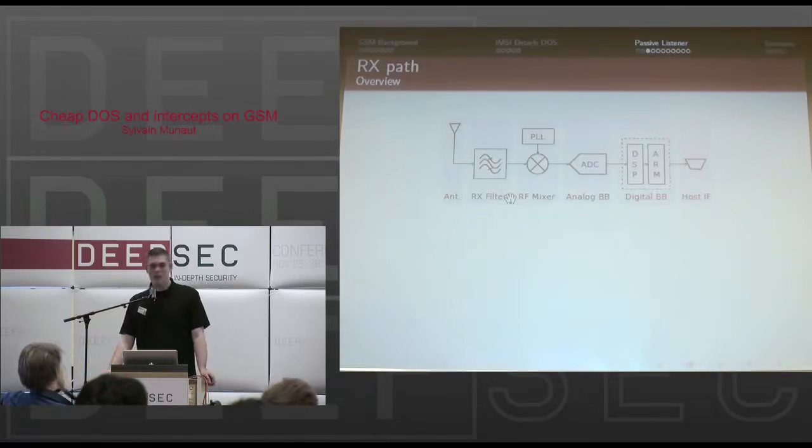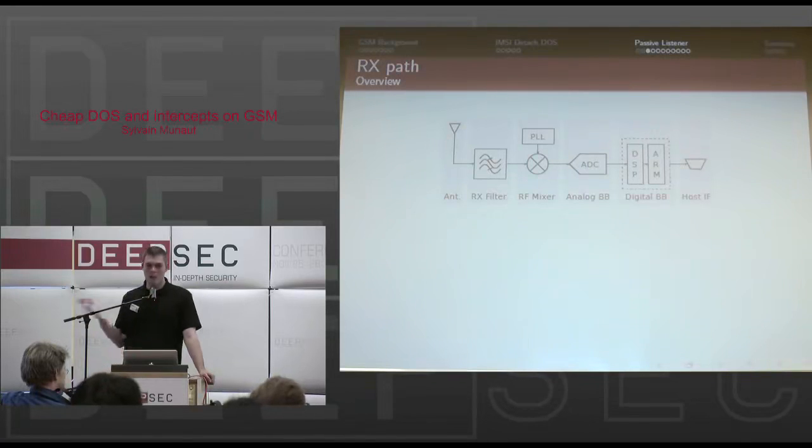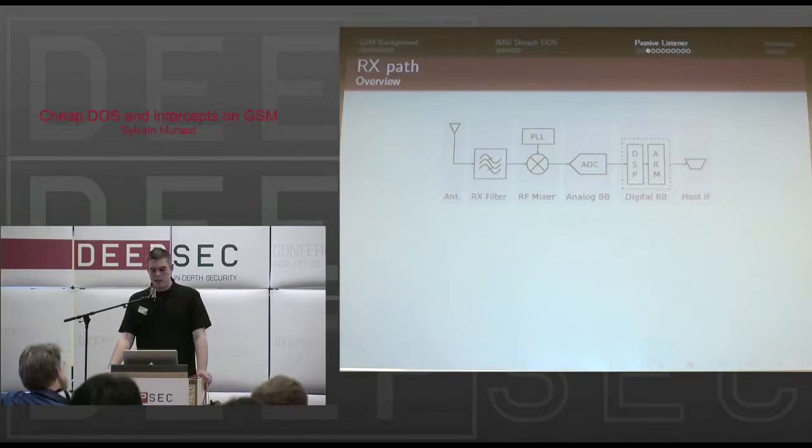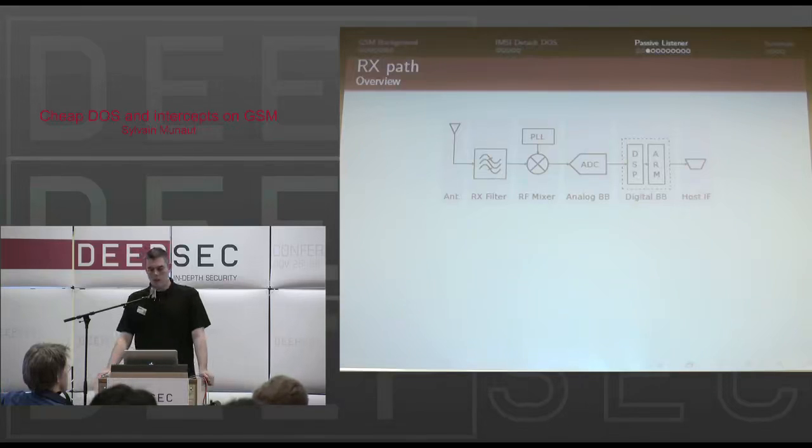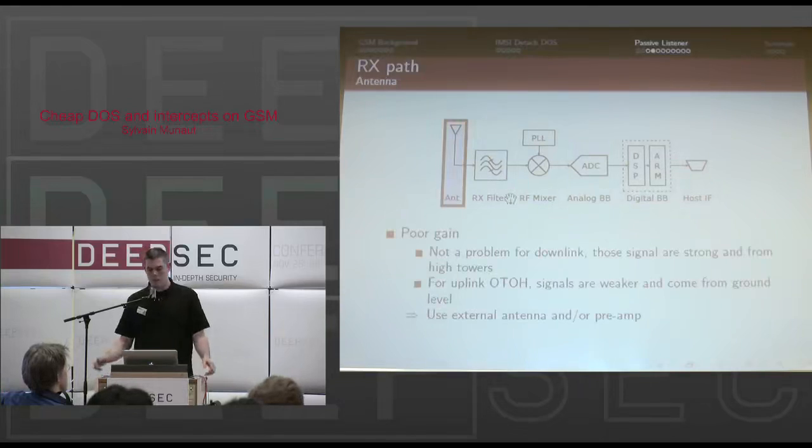So this is what the reception path of this phone looks like. It's of course a little simplified, but that's the idea. We're going to go through each element and see, can this element do what I want it to do? Is it an obstacle? And if it's an obstacle, is there some way to walk around it or change it or whatever? Okay, the first element is, well, the antenna.